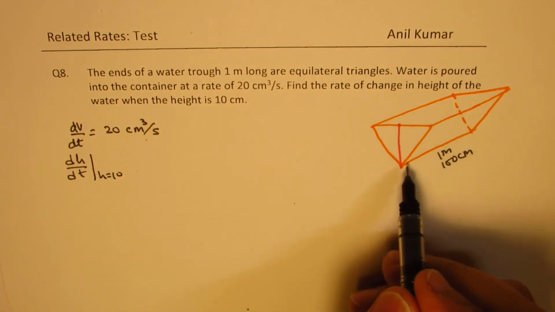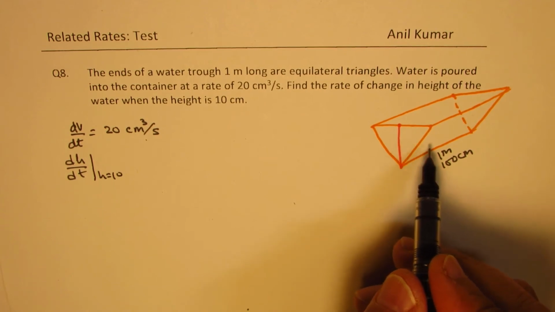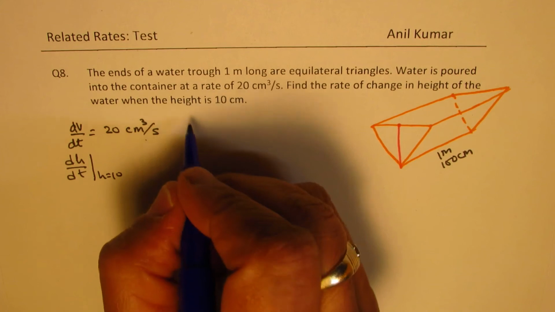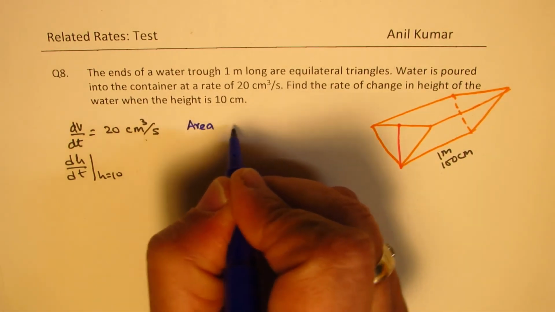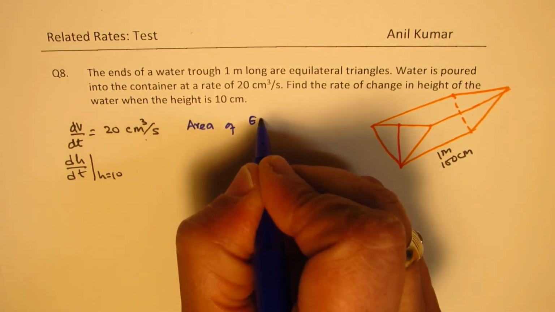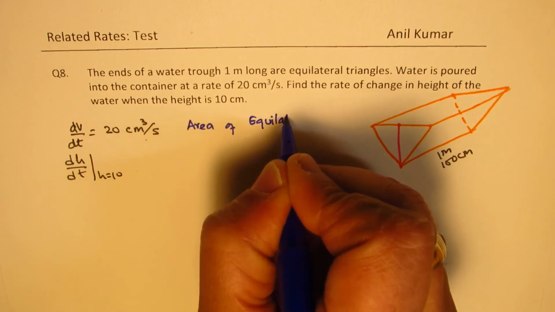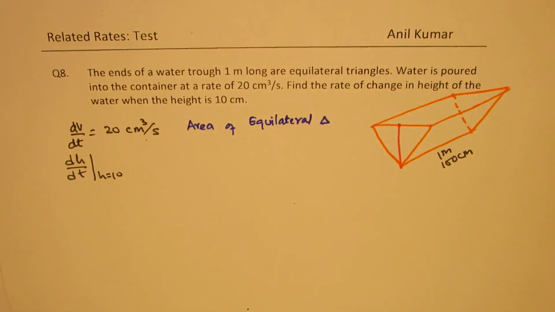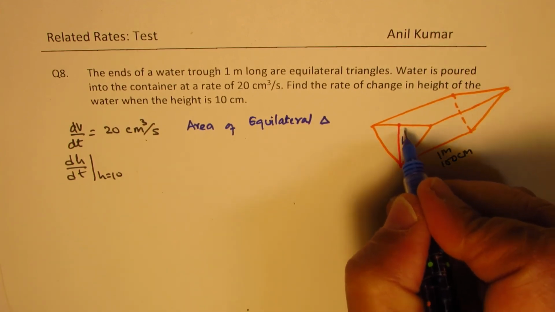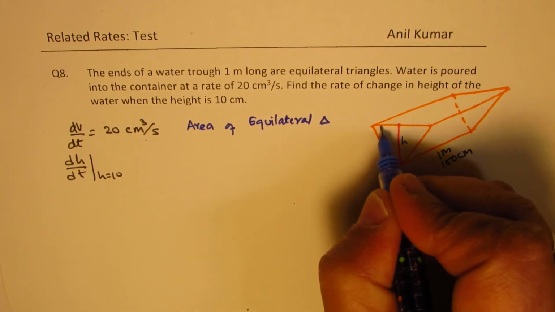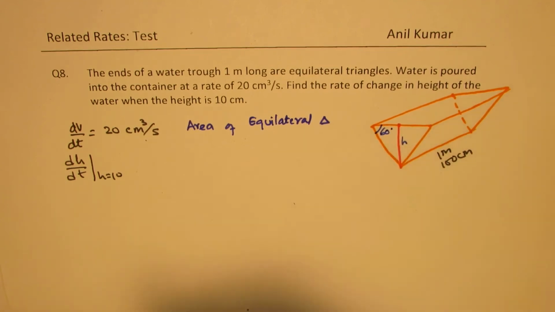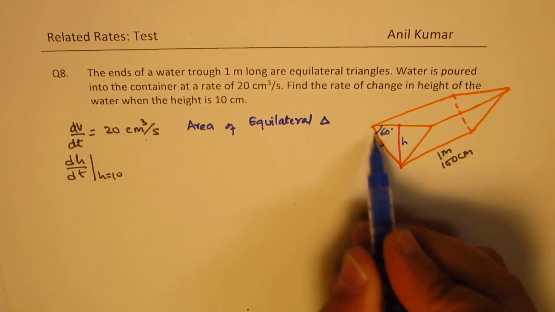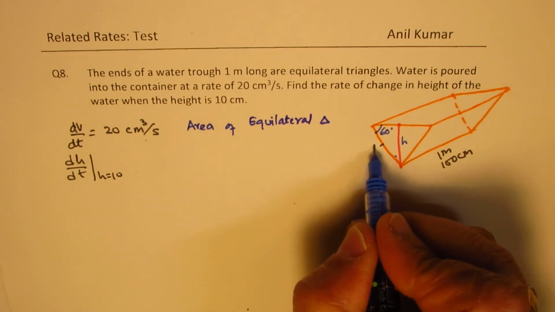So basically we need to find an expression for volume. That is the first thing. So area of an equilateral triangle, let's figure out that first. So let us say this is the height. We are given that the angle here is 60 degrees. Correct? All sides will be equal. So let's find what this side will be. So let us say this side is S.